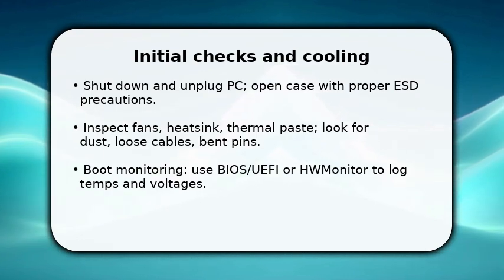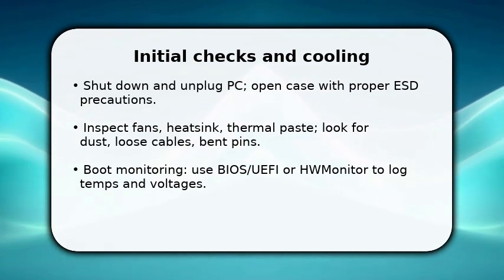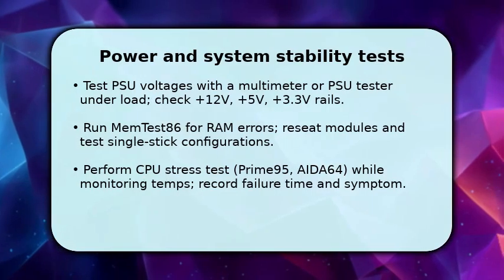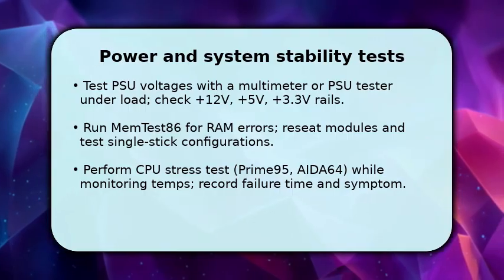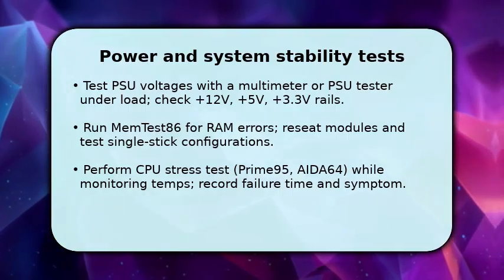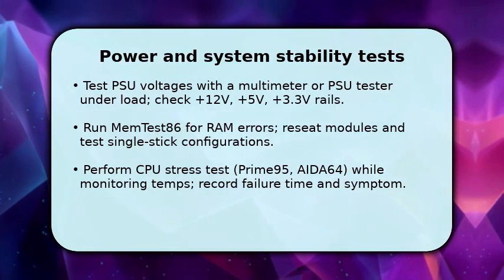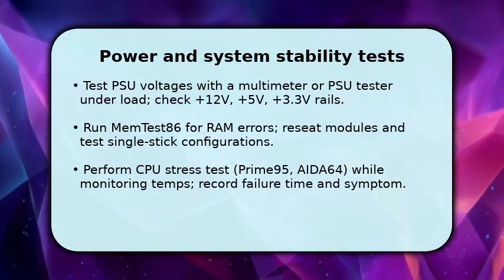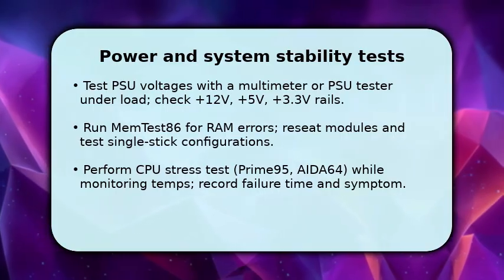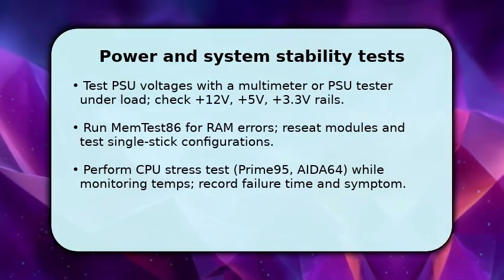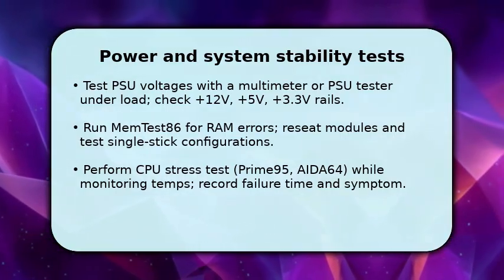Next, focus on power delivery and component stability, because intermittent voltage drops and memory errors often cause crashes. Start by testing PSU rails with a multimeter or PSU tester under realistic load. Unstable rails need replacement. Then run MemTest86 for several passes to rule out RAM faults, reseating sticks and testing one module at a time.